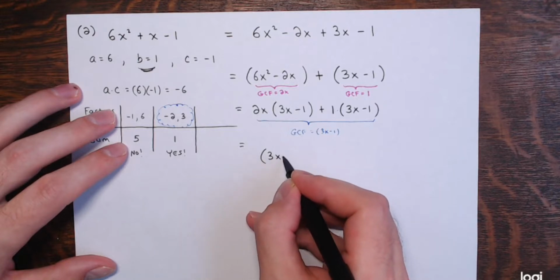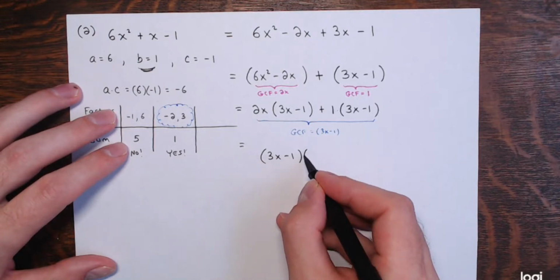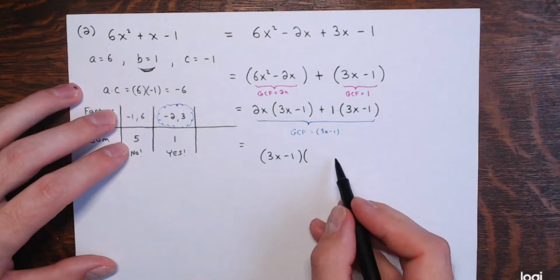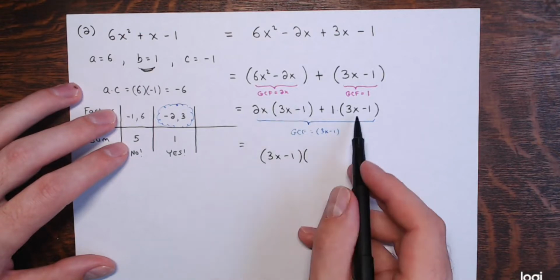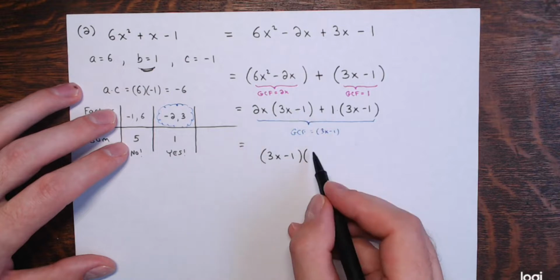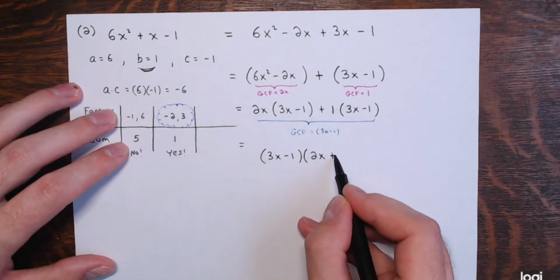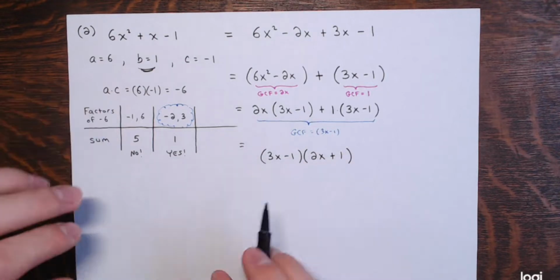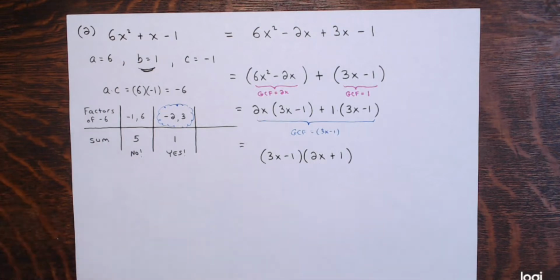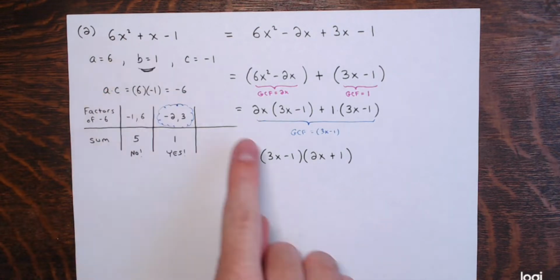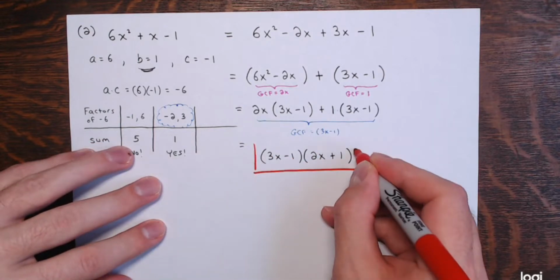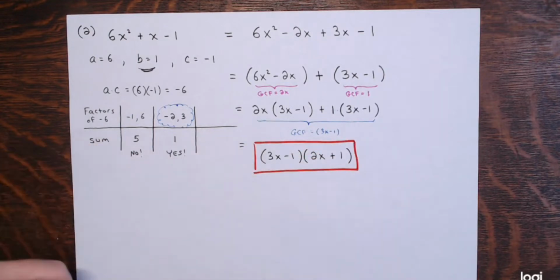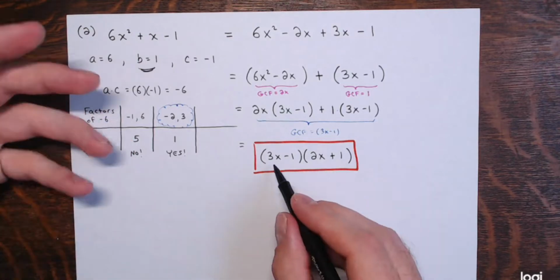So 3x minus 1 times, and then the other factor is what's left over when I remove 3x minus 1, which would be 2x plus 1. And there you go. There's a product. This polynomial I started with is now factored, written as a product. 3x minus 1 times 2x plus 1, or 2x plus 1 times 3x minus 1.